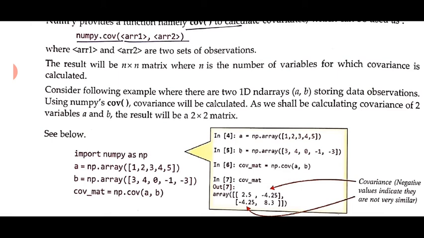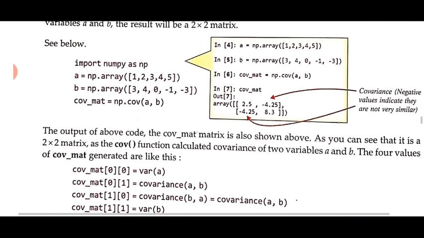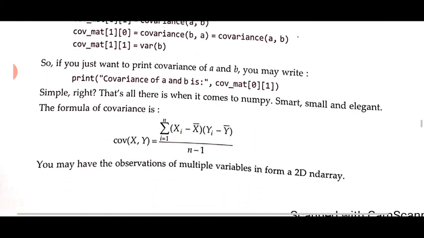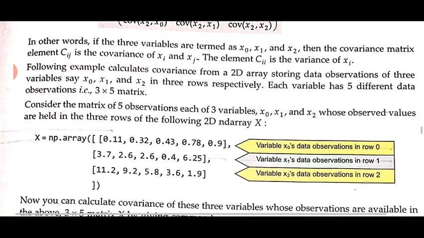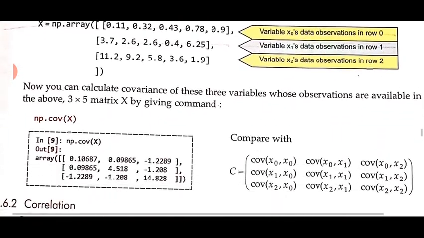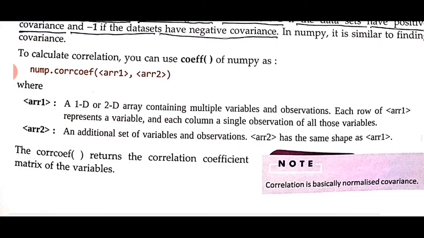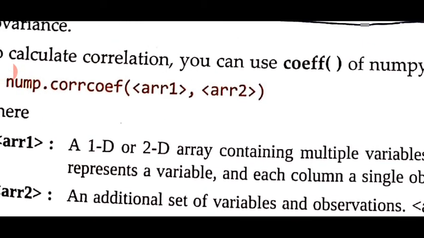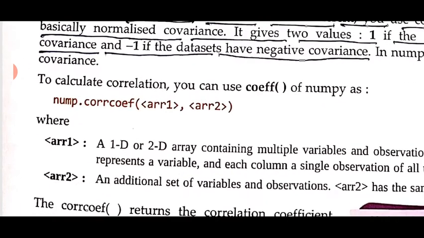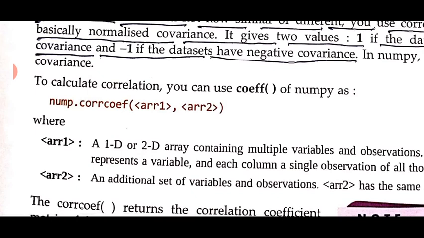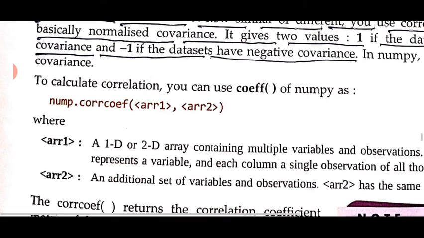Next we have the corrcoef function, CORRCOEF, to determine correlation. To find out correlation we have the corrcoef function: numpy dot corrcoef array 1 comma array 2. So it is a function for finding correlation. What is correlation? That is totally a part of statistics, so no need to go into that, that is out of our scope.